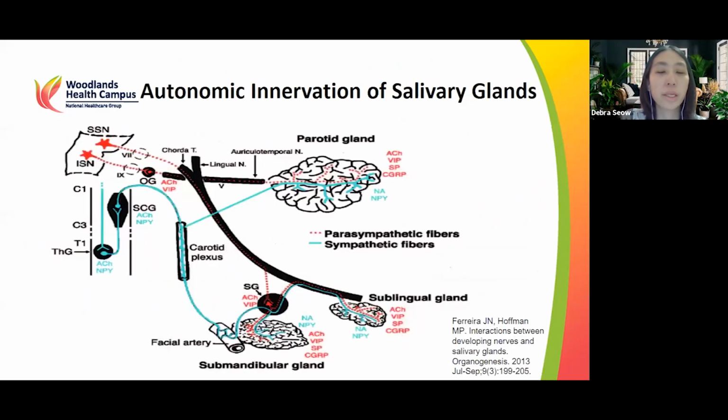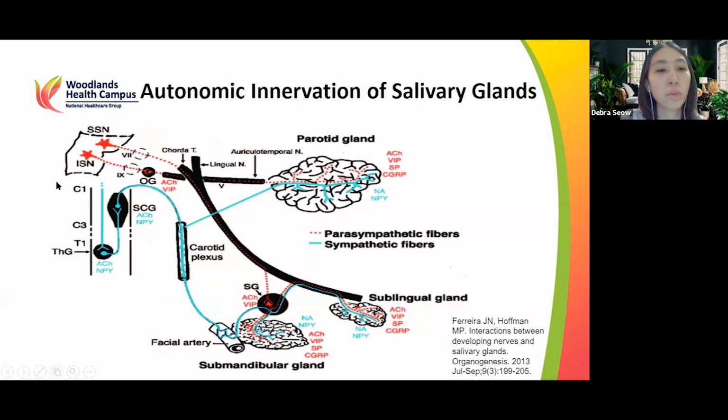Here you can see that our salivary glands are innervated by both the parasympathetic as well as the sympathetic nerves. From the first one, you can see the SSN, the superior salivary nucleus, followed by the nerve that runs through the facial nerve, the ganglion, and then goes down to the chorda tympani, and then it supplies both the sublingual glands as well as the submandibular gland.